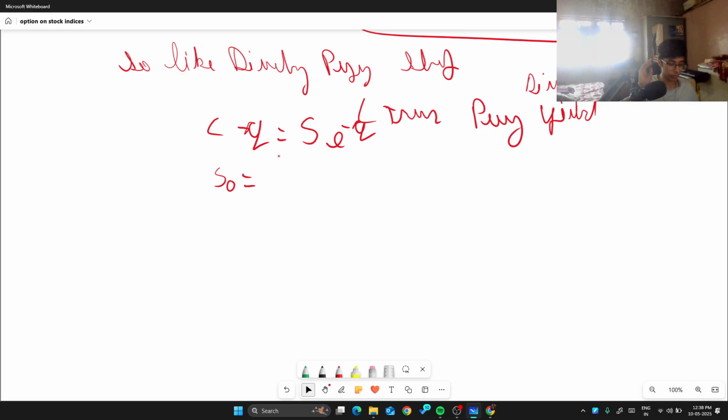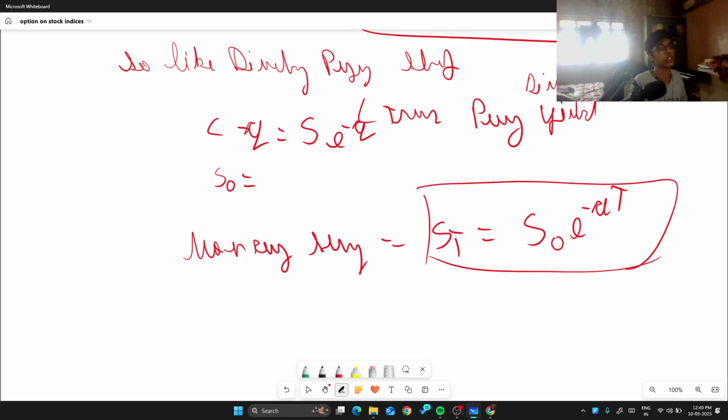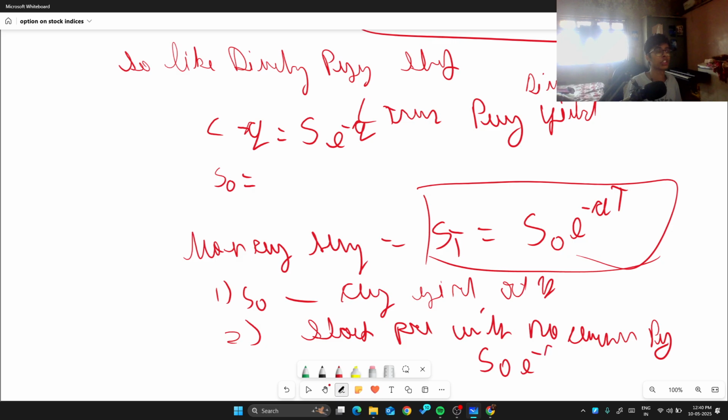So we can write the non-dividend stock at ST as S0 e^(-qT). So yes, we can discount it like this. The thing to remember is, first, if the stock provides a dividend yield at the rate of q, then the stock price with no dividend paid is S0 e^(-qT). So it is rightly simple.